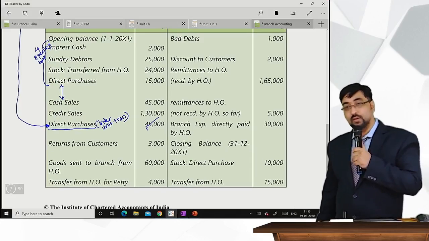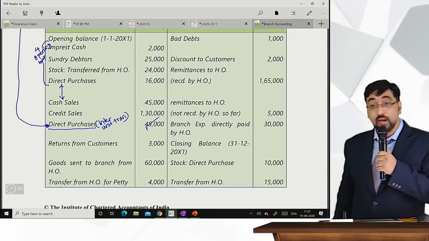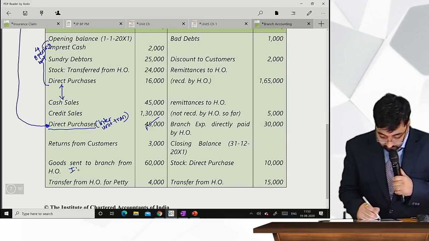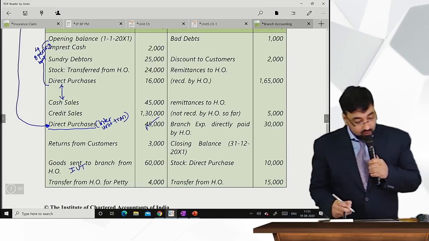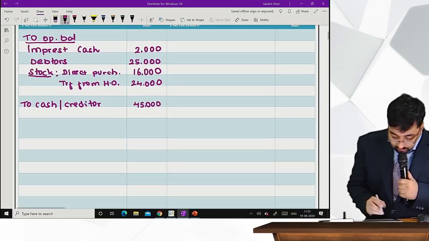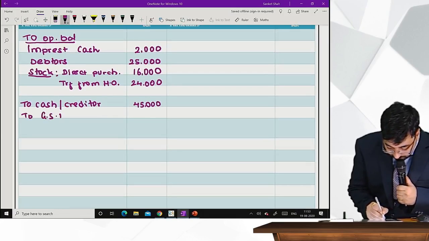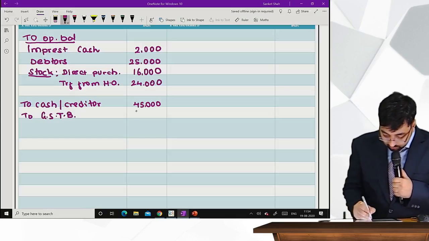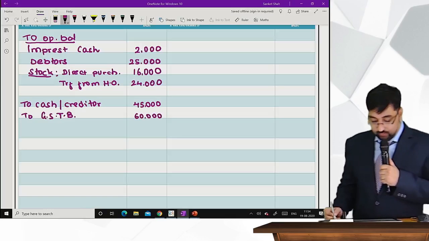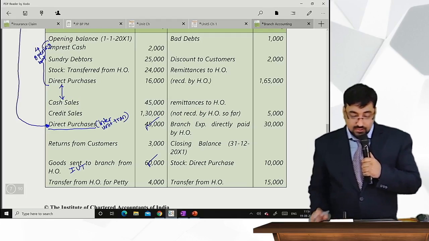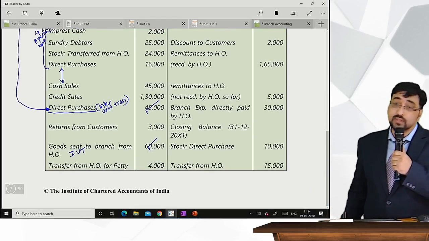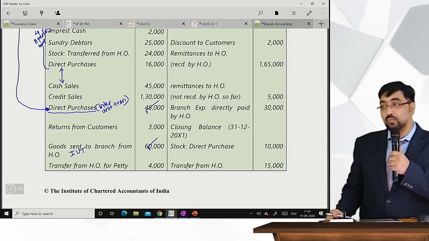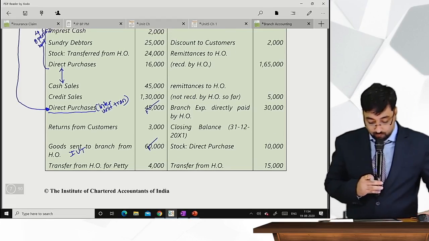Returns from customer. We are thinking from the angle of HO, so don't record returns from customer. Goods sent to branch. Yes, this is an IUT, inter-unit transaction. So you can write, to goods sent to branch. What is the amount? 60,000. In the exam, you may write full goods sent to branch, and if you have written GSTB, please write at the end what GSTB means, goods sent to branch, after solving the full problem.